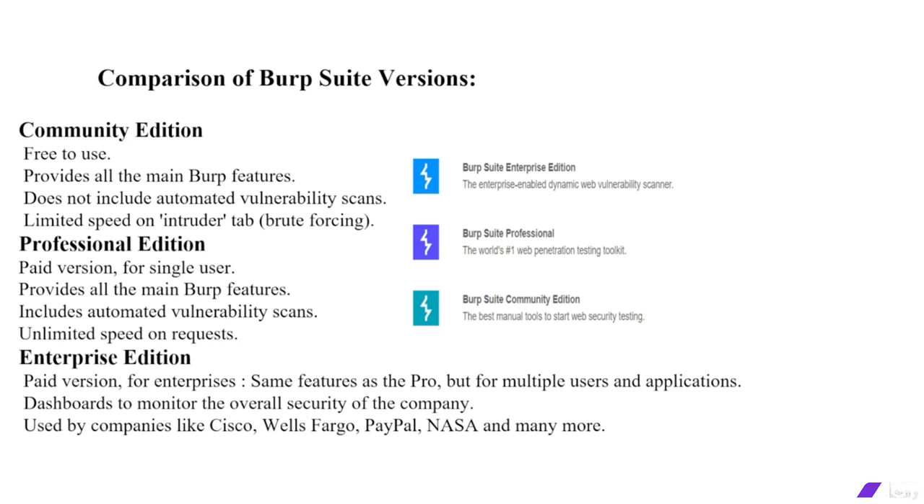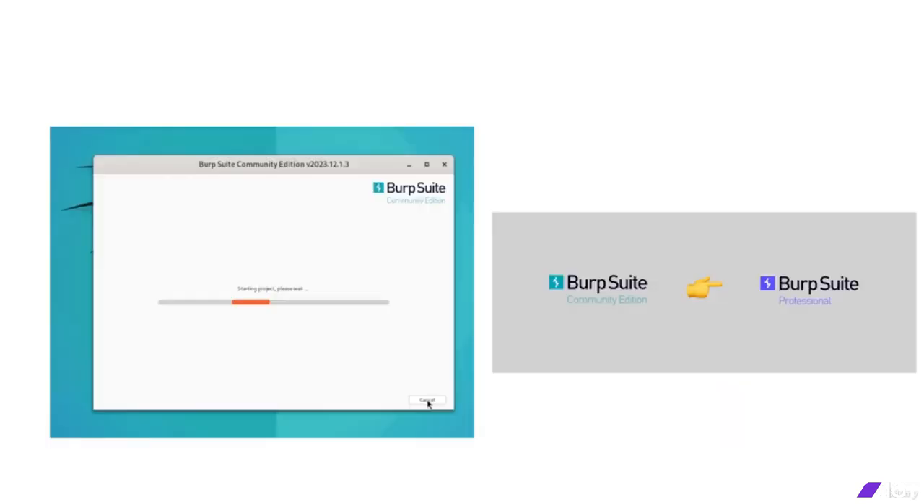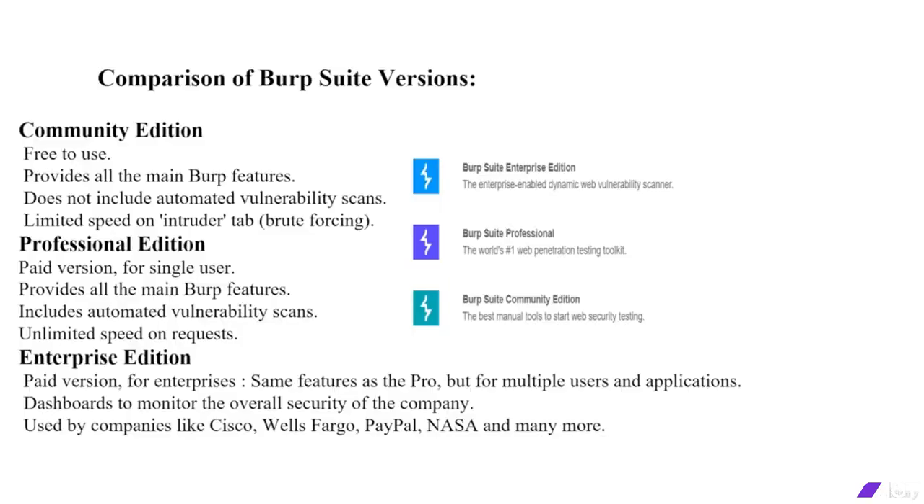Now, let's take a look at the different editions of Burp Suite. First, we have the Community Edition. This edition is free to use and includes all the essential Burp functionalities. This is a great starting point for beginners, but it does have some limitations. It doesn't include automated vulnerability scans, and the speed on the Intruder tab is very limited. That's why we'll use the Professional Edition for this course.